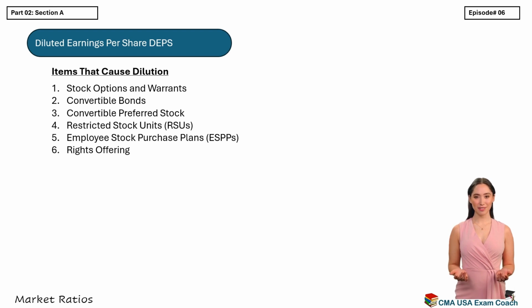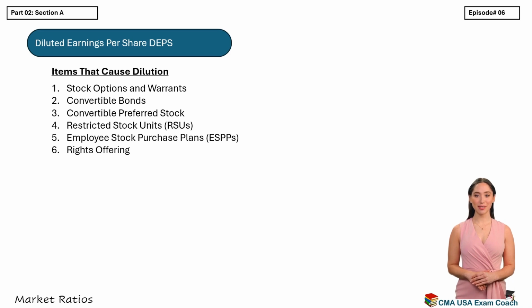Convertible bonds. Convertible bonds are a type of debt that can be converted into a predetermined number of shares of common stock. When a company issues convertible bonds, it may eventually need to issue more shares if the bondholders decide to convert their bonds into equity. This can dilute the earnings per share because more shares are added to the pool.